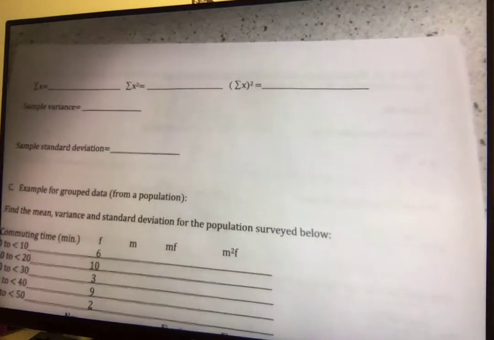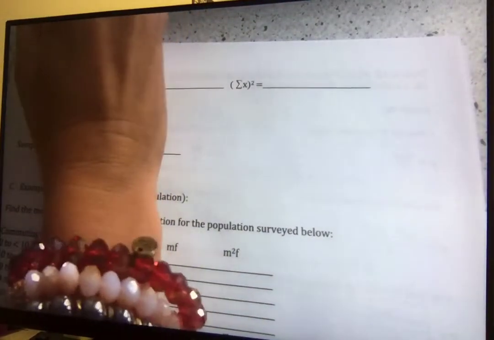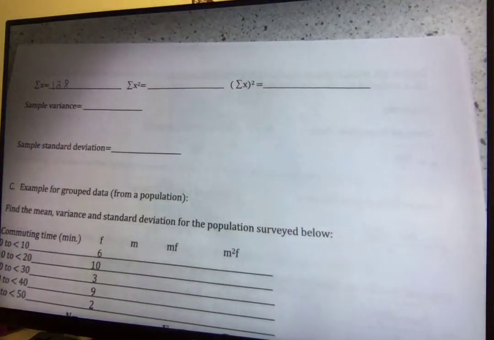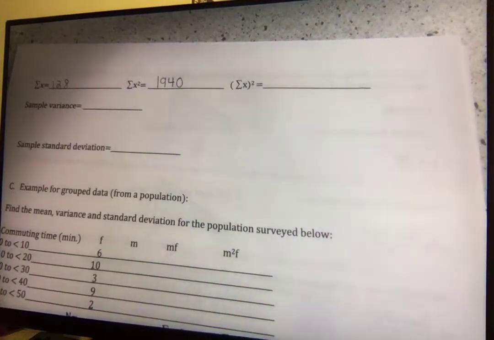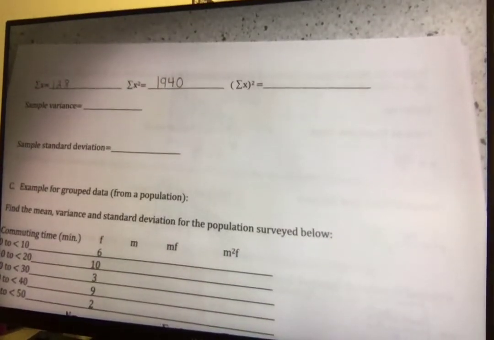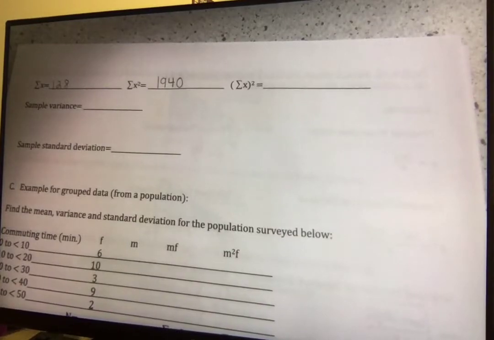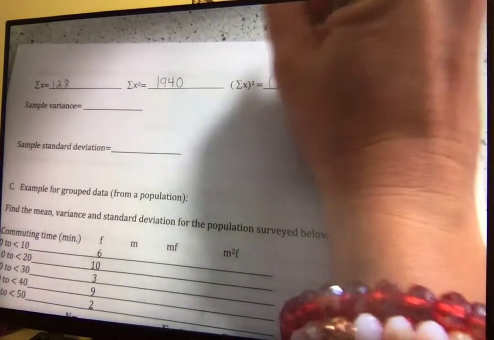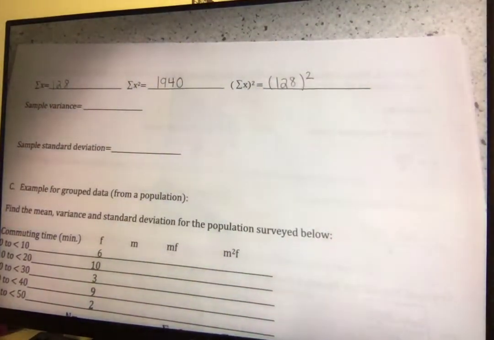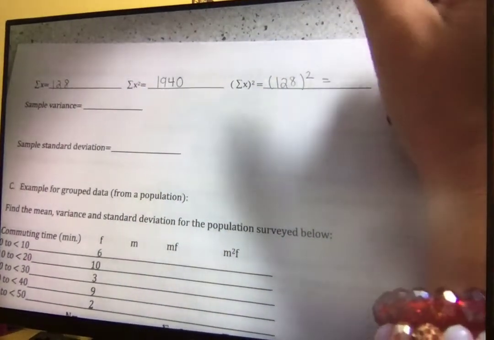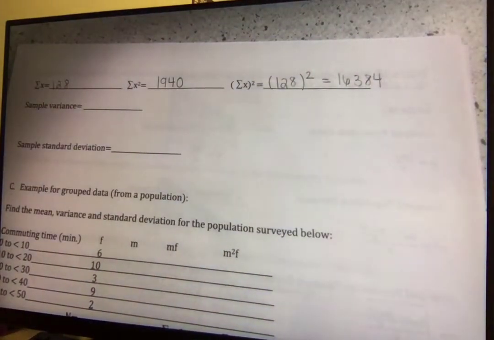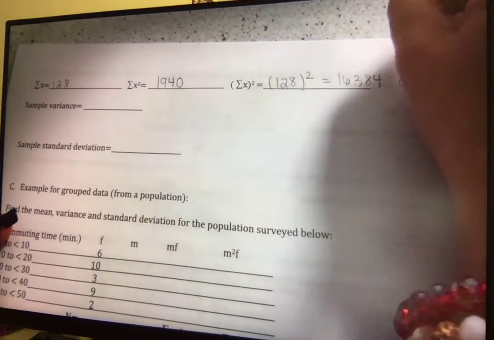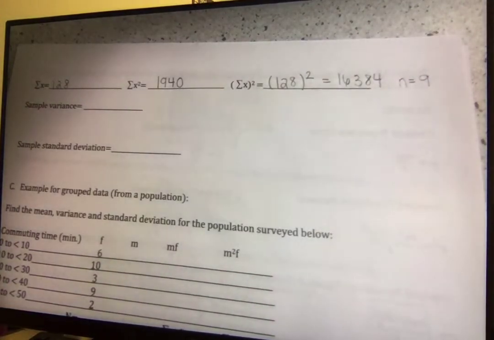The sum of x we said was 128. The sum of x squared was 1940. The next one says the sum of x in parentheses and then square it. So what was the sum of x? 128. We take that number inside our parentheses and square it, and we should get 16,384. One more piece we need, so that all of our data is in one spot: our n was 9. That's everything we need right there.